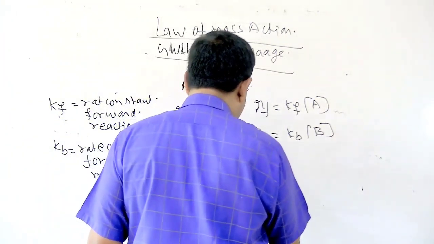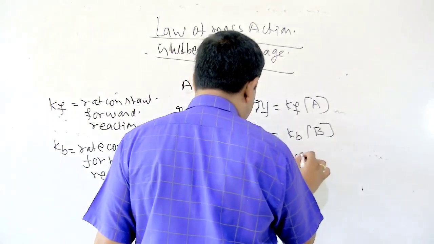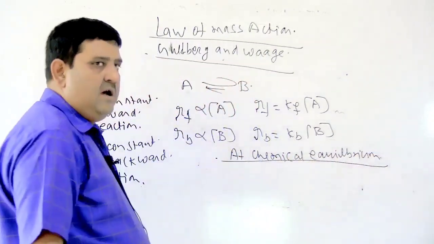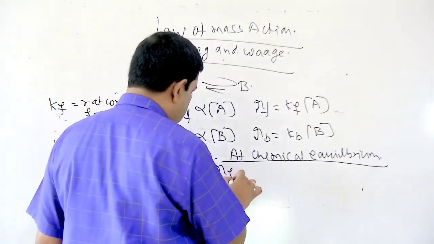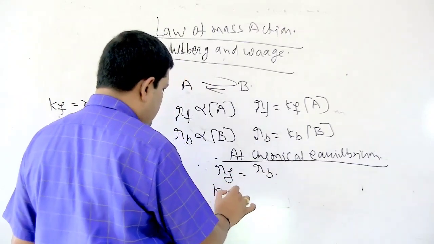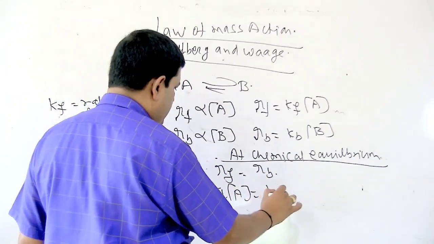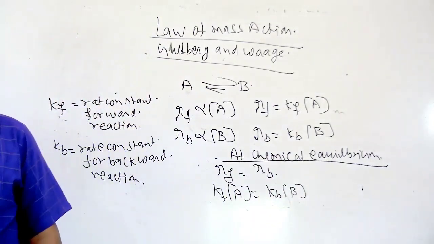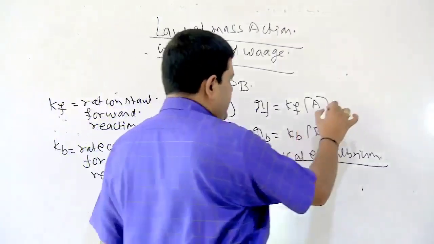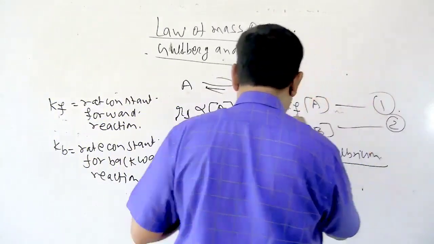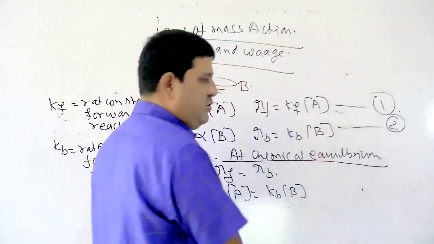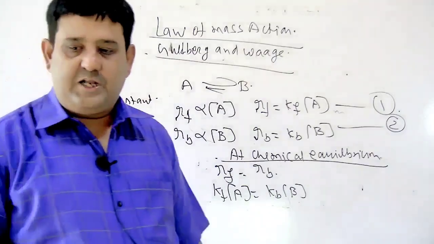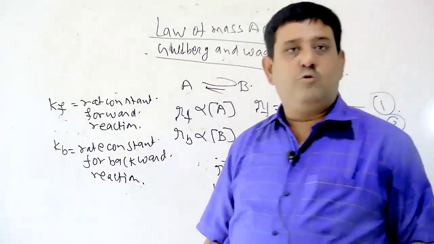Now, at equilibrium, what happens? At the chemical equilibrium point, Rf is equal to Rb. So Kf into the concentration of A is equal to Kb into the concentration of B. Simply, we have substituted the values. Suppose this is equation 1 and this is equation 2. So Rf equal to Rb means Kf into the concentration of A is equal to Kb into the concentration of B. That is the rate equation according to Guldberg and Waage.